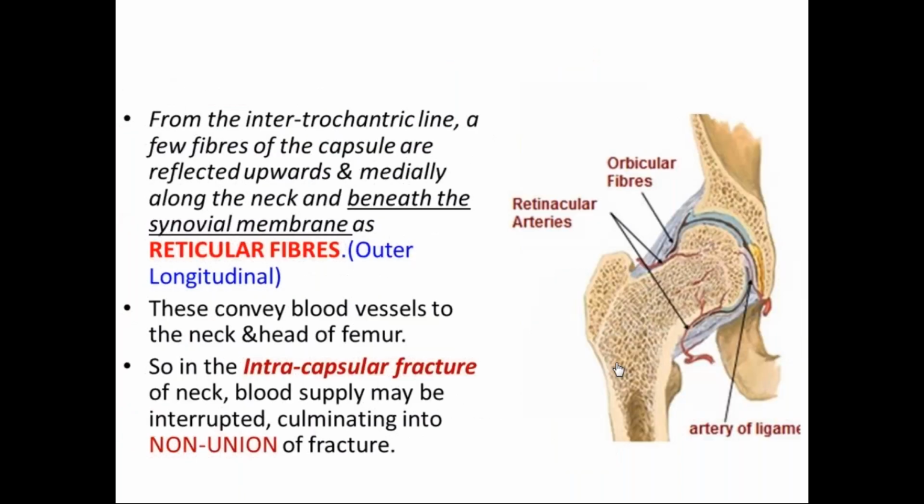The capsule is made up of two types of fibers. The outer fibers are longitudinal, also known as retinacular fibers. They are reflected upwards and medially along the neck, and they travel beneath the synovial membrane. The retinacular fibers convey blood vessels to the neck and head of femur. So, in cases of intracapsular fracture of neck, the blood supply may be interrupted, resulting in avascular necrosis of the head of femur, culminating into non-union of fracture.